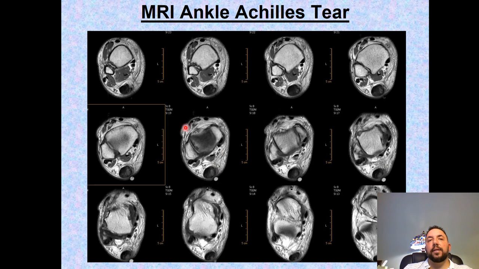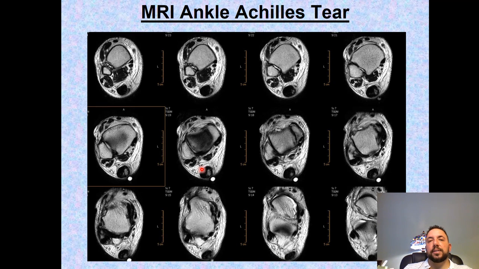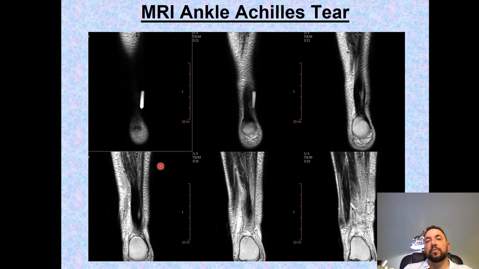In the axial plane, dark tendon is normal. Now you're seeing this bright signal intensity within the tendon, right where the tech positioned the marker, and you can see clear as day the tear of the Achilles tendon, always appreciated by the disparity or the abnormality in the signal intensities that defines MRI's strength in soft tissue visualization.